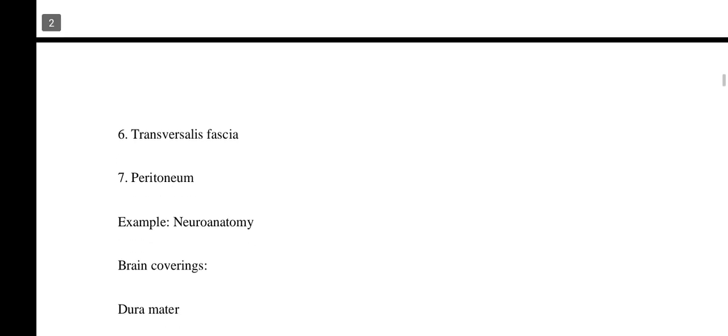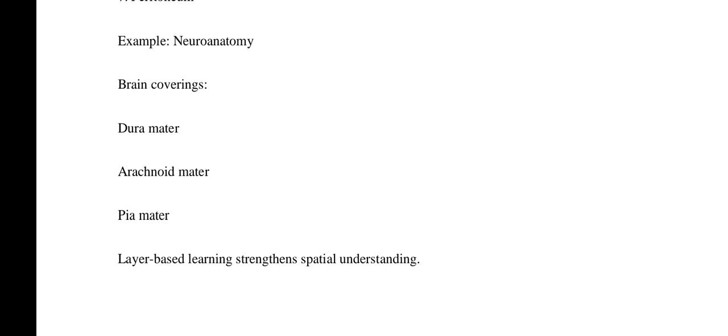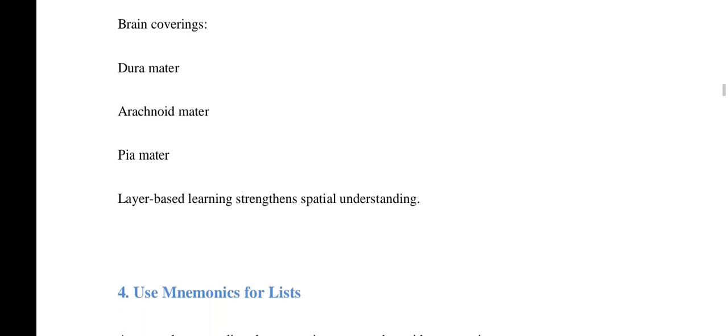Another example in neuroanatomy is the brain covering, starting with the dura mater, followed by the arachnoid, followed by the pia mater. So, learning anatomy in a layer-based way helps to strengthen what we call spatial understanding. Spatial, you're able to picture it, you're able to visualize it, not just see it, but also imagine it. It will make it easier for you to learn anatomy.